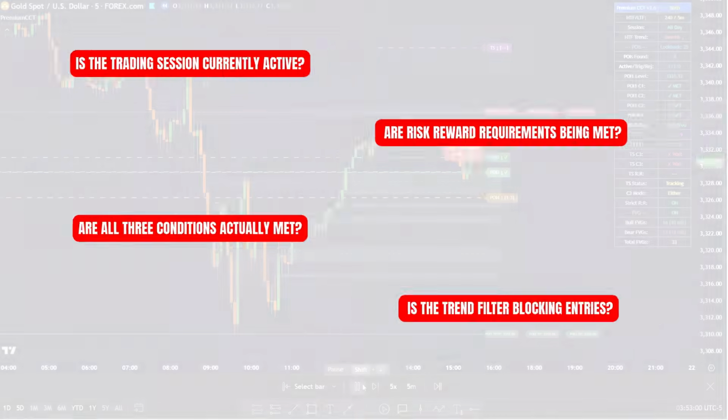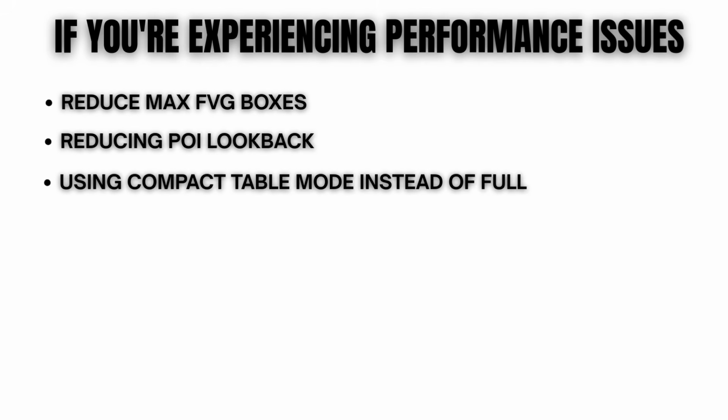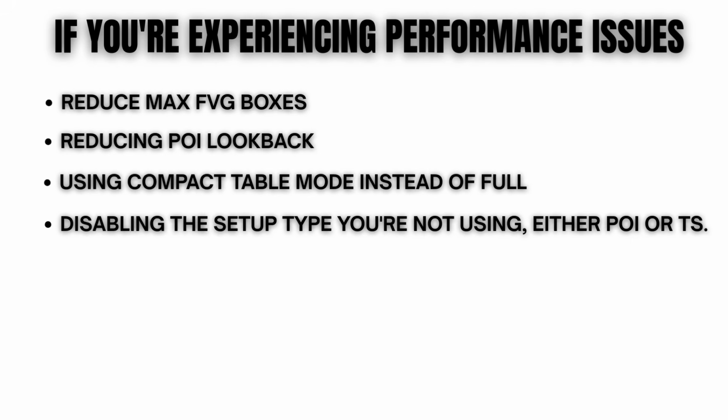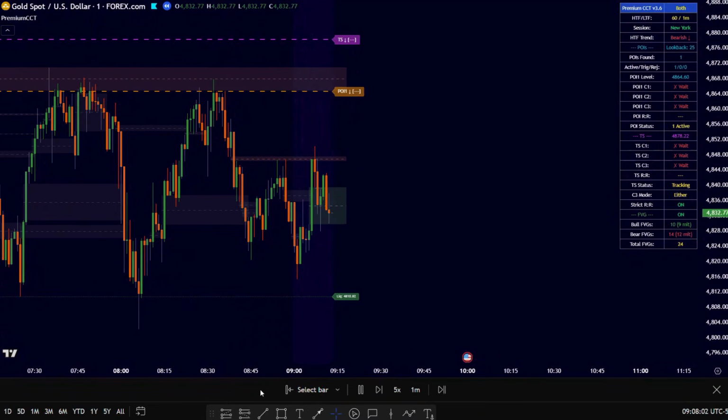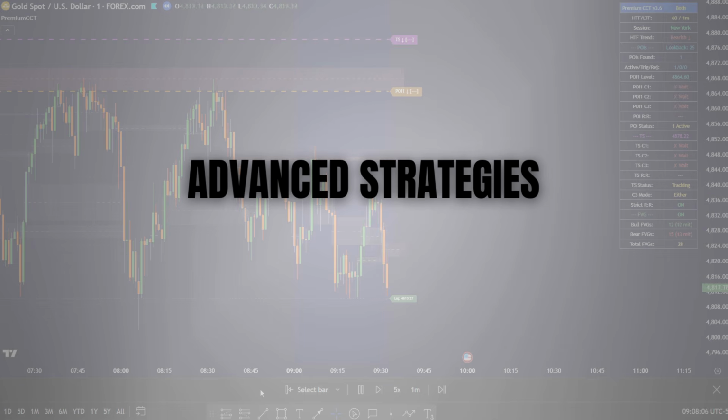And if you're experiencing performance issues, you can optimize by reducing max FVG boxes, reducing POI lookback, using compact table mode instead of full, or disabling the setup type you're not using, either POI or TS. Once you've mastered the basics, let me show you some advanced techniques that experienced traders use.